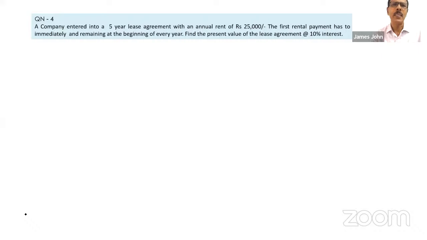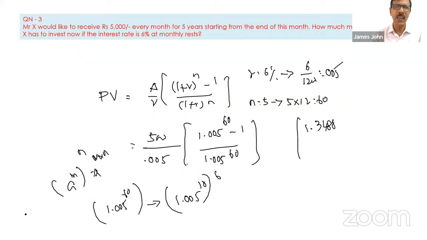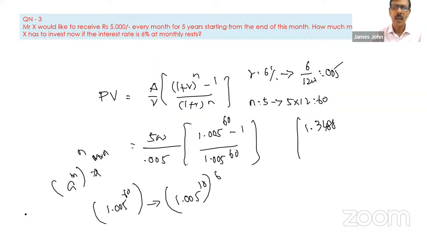Yes, a company entered into a 5-year lease agreement with an annual rent of 25,000. You were repeating that calculation actually. That time only. Yes. Okay. So this is the final answer here. I have told you the answer. Power 18, and sir, minus 1 is not seen in the numerator.